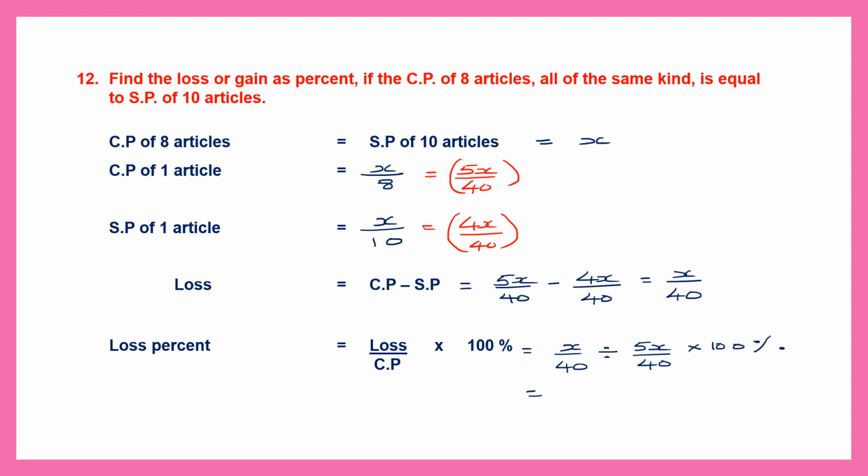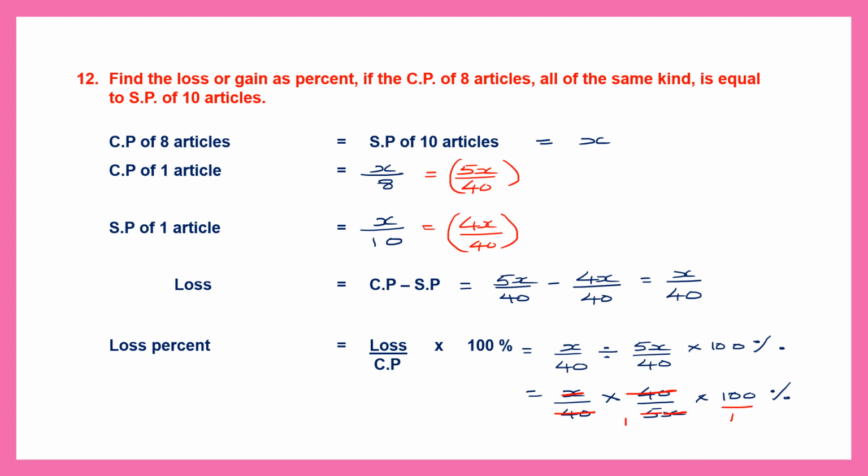So this is x by 40. Division becomes multiplication. Then write the reciprocal, 40 by 5x, into 100%. So here we can cancel 40 and 40. We can cancel x and x. We can also cancel 5 and 100, because here this is 100 by 1. So we can cancel 5 and 100.